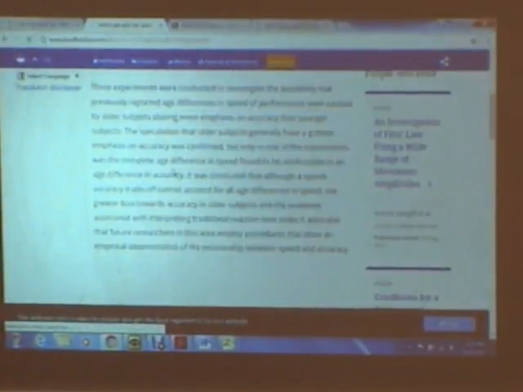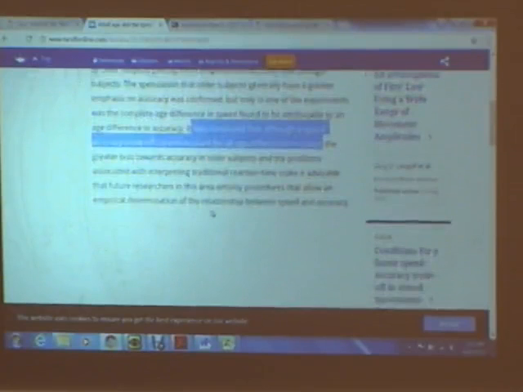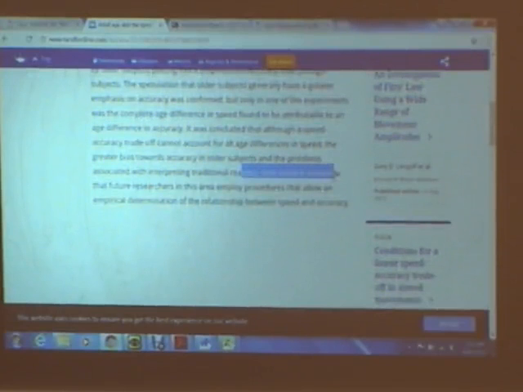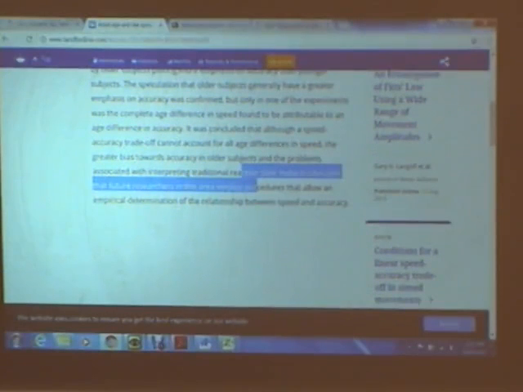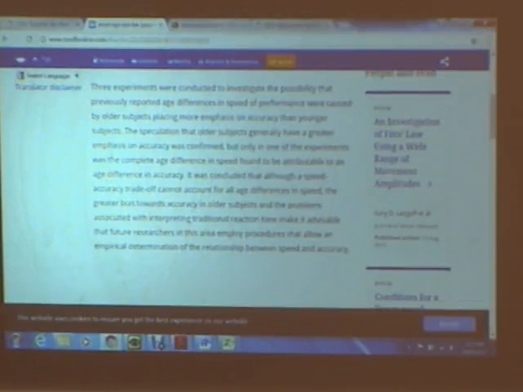And so it was concluded that although speed cannot account for all age differences in speed, the greatest bias was towards accuracy in older subjects. I always love when they say future research is necessary, that kind of thing. So I haven't read this one either. So they're more accurate in older subjects, but slower.